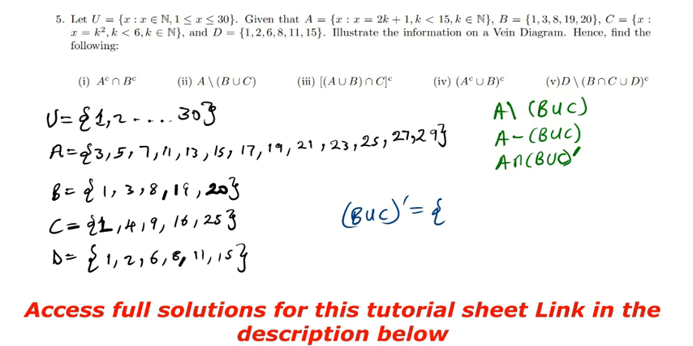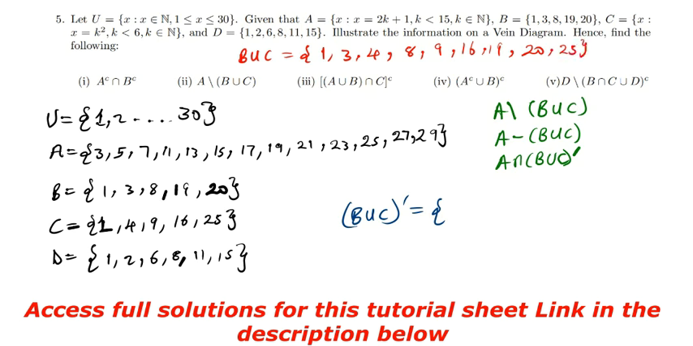So where are B and C? Okay, let me write it somewhere. B union C will be equal to, we are just going to combine 1, then 3, 4, 8, 9, then 16, 19, then 20, and lastly 25, like this.